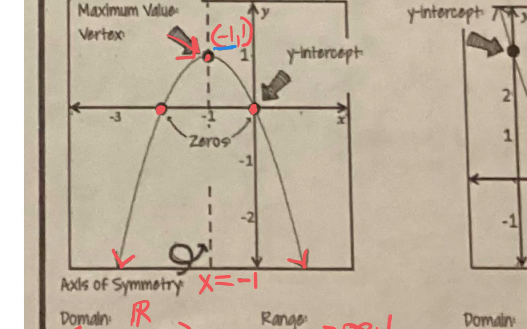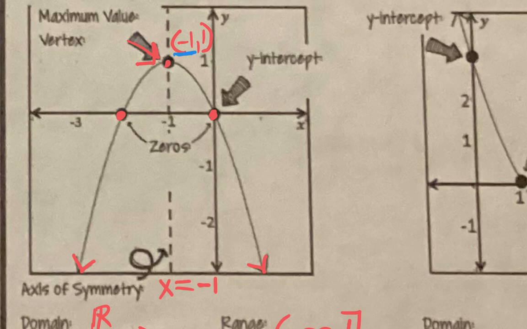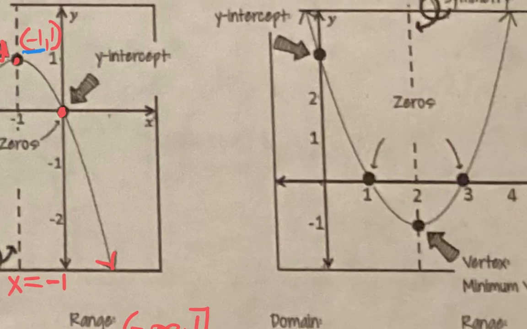That is a +1. So I can never reach infinity or -infinity, so I have a parentheses. I do reach 1. So now I want to use my bracket. I think we got everything. Maximum values, vertex, y-intercepts, zeros, axis of symmetry, domain, and range.